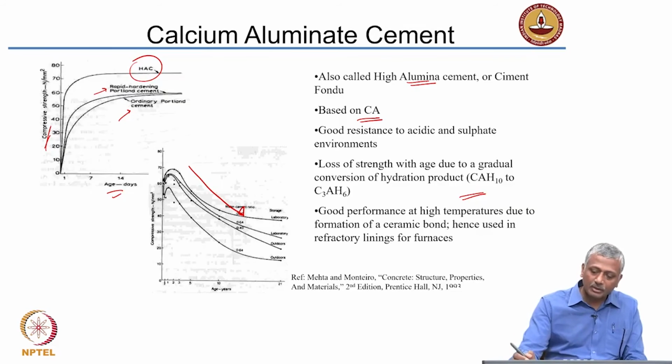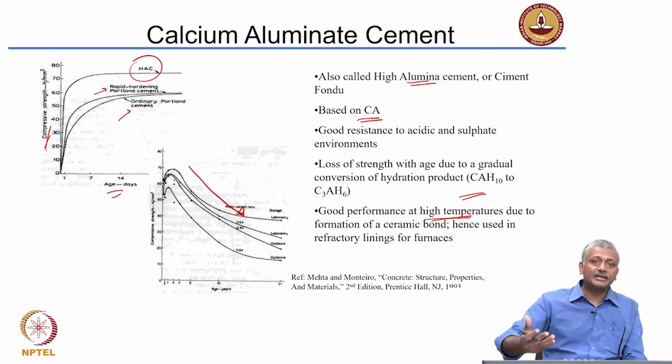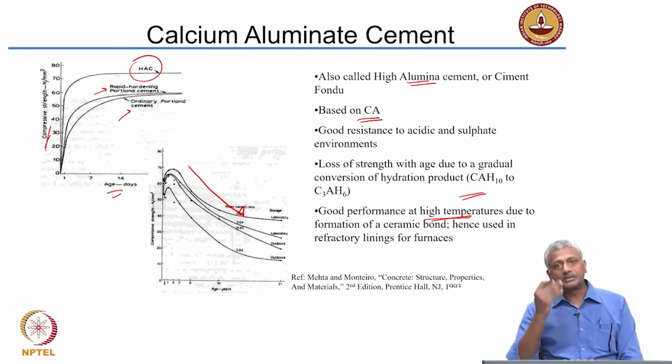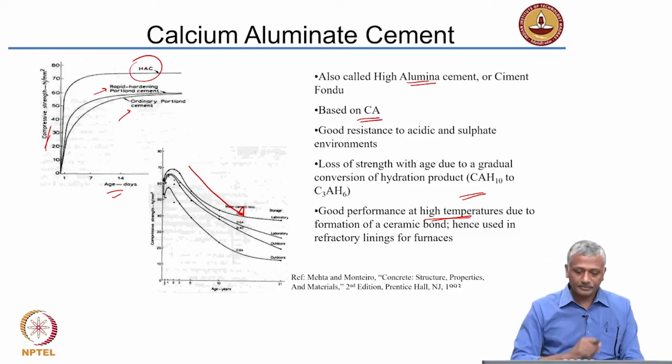However, it is a very good concrete to use at very high temperatures, especially inside kilns, for instance, right? Inside a kiln where the temperature is 1000 degrees and more, the high alumina cement forms a nice ceramic bond, and because of that you actually get an excellent material that is resistant to heat.